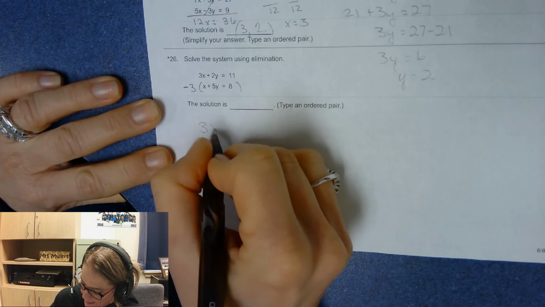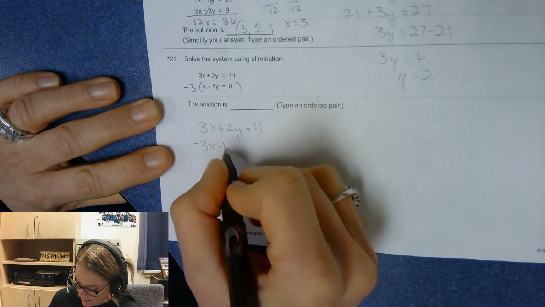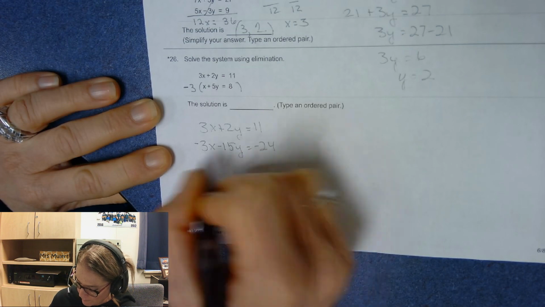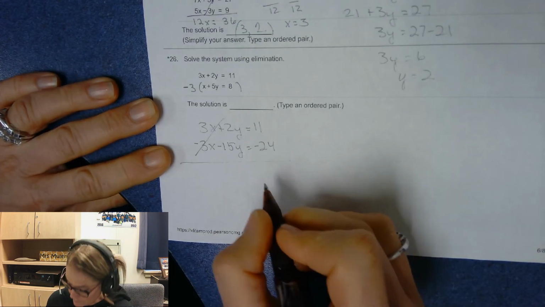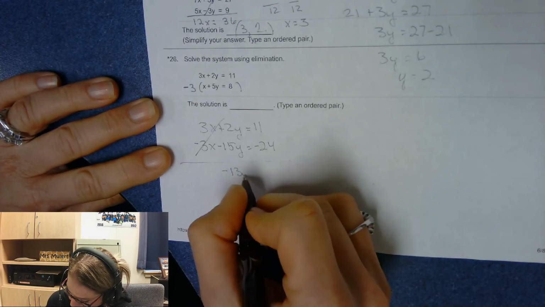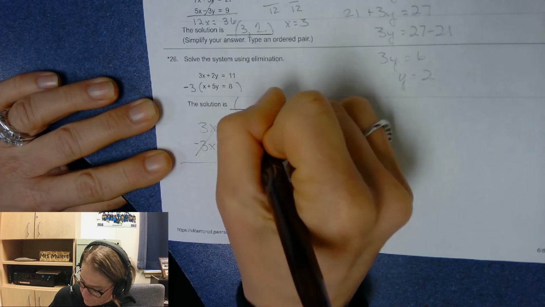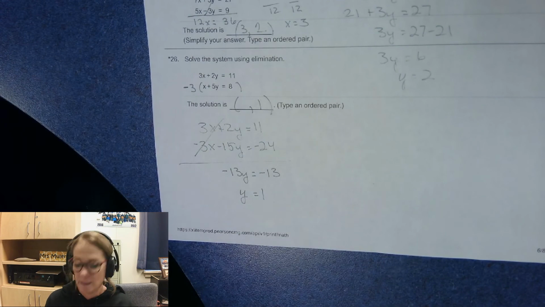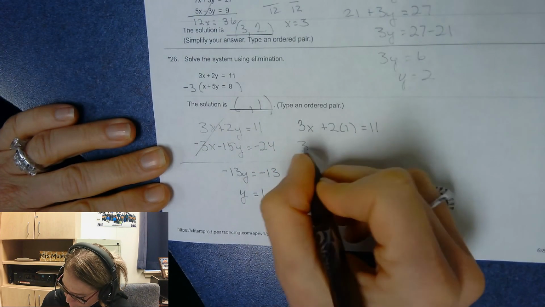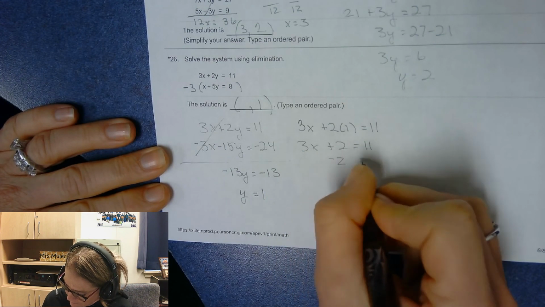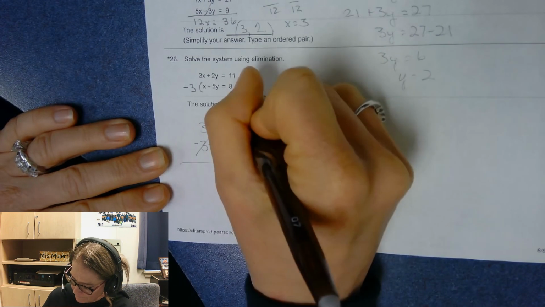All right, so this will be 3x plus 2y equals 11. And this will be -3y minus 15y equals -24. Those are gone. And what am I left with? -13y is equal to -13. When you combine those, y is equal to 1. So be careful. We solved for y first this time, so that's the second ordinate. And then let's plug it in. 3x plus 2 times y equals 11. 3x plus 2 equals 11. Minus 2 minus 2. 3x equals 9. X is 3.